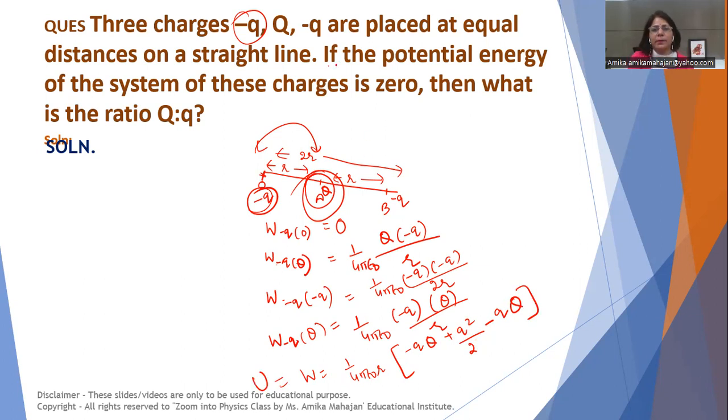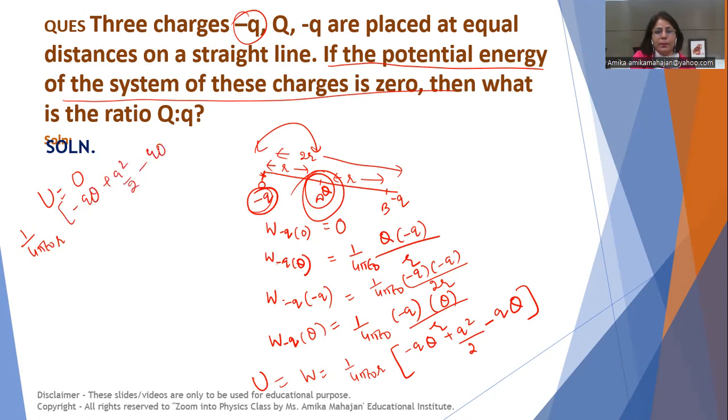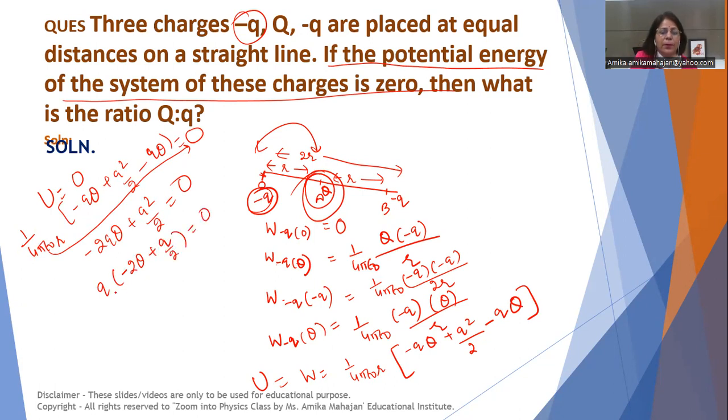But in the question, it is written that the potential energy of the system of the charges is 0. So U is 0. So I will put this value equal to 0. So it becomes -2qQ plus q square by 2 equal to 0. This will go to the other side. Now, here q is common. So -2Q plus q by 2 is 0. So take q to the other side.